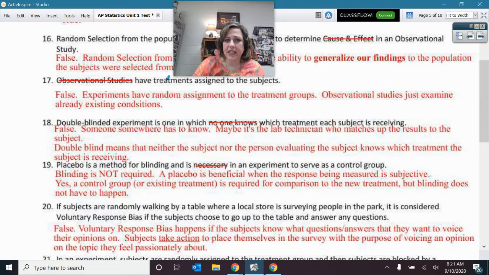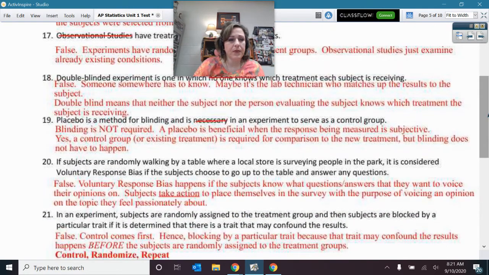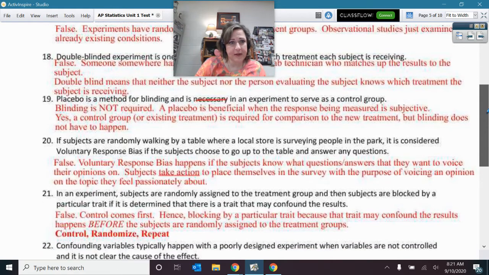Observational studies do not have treatments randomly assigned to the subjects. That's experiments. Observational studies just examine already existing conditions. They do not have treatments. All right. Double blinded is not one where nobody knows what's happening here. Someone has to know. Maybe there's a lab tech or somebody who matches up the results, but double blind basically means that neither the subject nor the person evaluating knows which treatment the subject is getting.